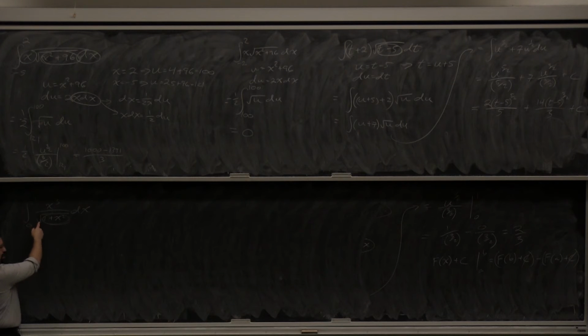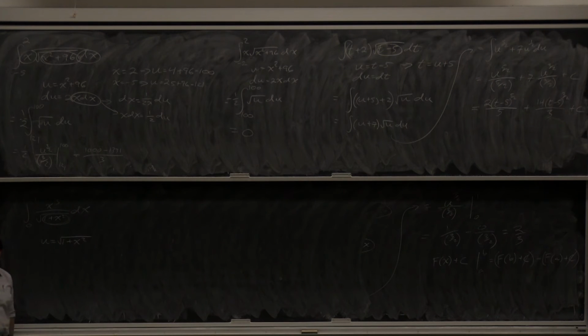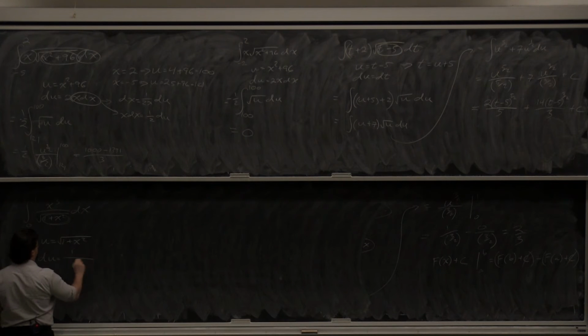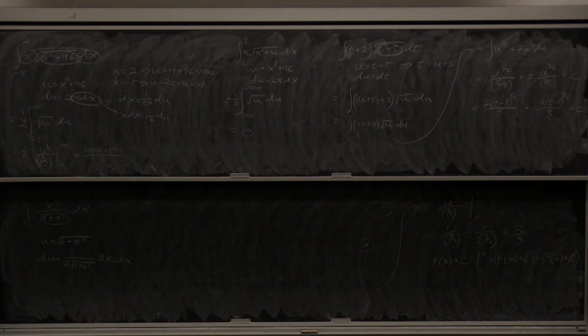When you have a square root in the denominator, then and only then, it tends to be a good idea to keep that square root, that exponent, with what it is that you're substituting. Okay, why? Because then when I take du, I'm going to have 1 over 2 times the square root of 1 plus x squared times 2x dx, and that gets rid of that square root in the denominator.